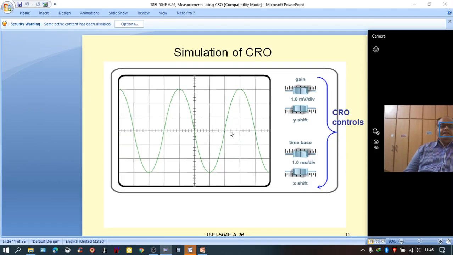Now, a simulation of CRO is shown here. For this, we have to go for slideshow version.